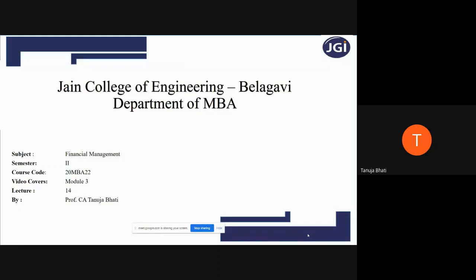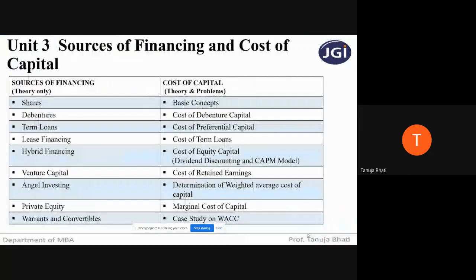Welcome students, welcome to lecture number 14 where we will be beginning with module number 3, under the subject Financial Management. So your unit 3 or module 3 is nothing but sources of financing and cost of capital.